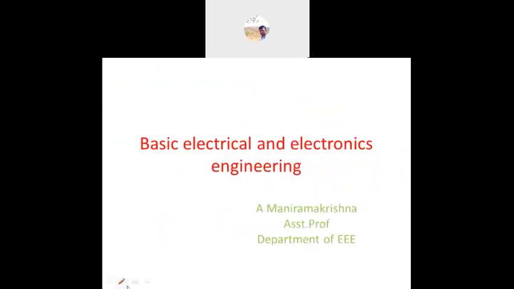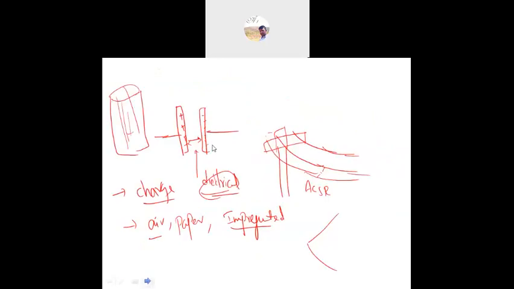So the topic is the capacitor. A capacitor is nothing but two metallic plates separated by an insulating medium. The capacitance depends upon the insulating medium and the distance between the two plates. The insulating medium between the plates is called a dielectric medium. The dielectric may be air, paper, or impregnated paper.